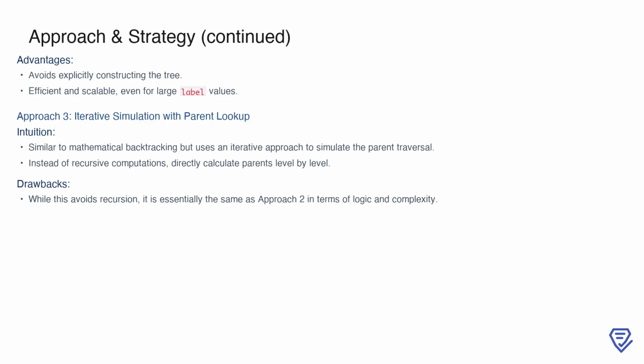Another approach we considered is iterative simulation with parent lookup. This method is similar to mathematical backtracking but replaces recursive computations with an iterative process to calculate parents level by level. While it avoids recursion, its underlying logic and complexity are essentially identical to the mathematical backtracking approach. As a result, it does not offer any distinct advantages over the optimized method we've already described.